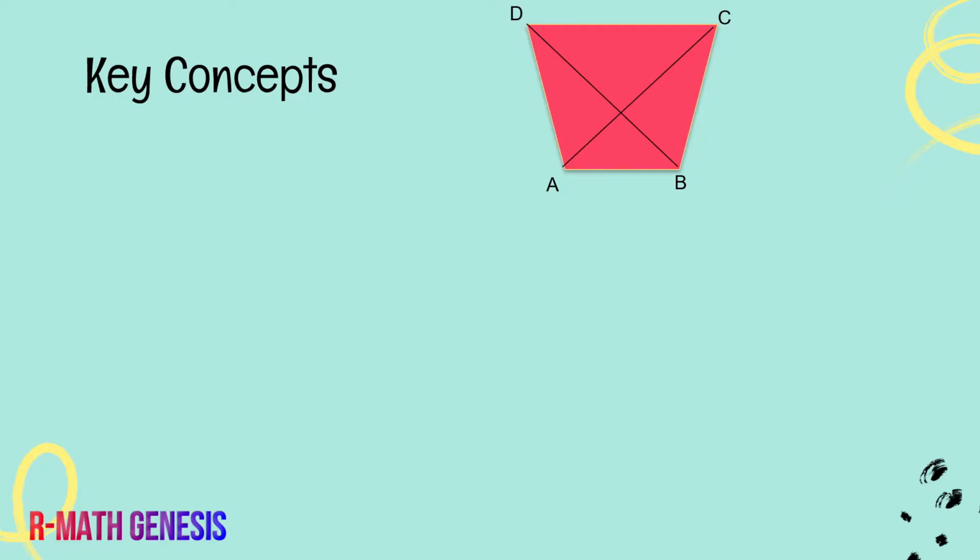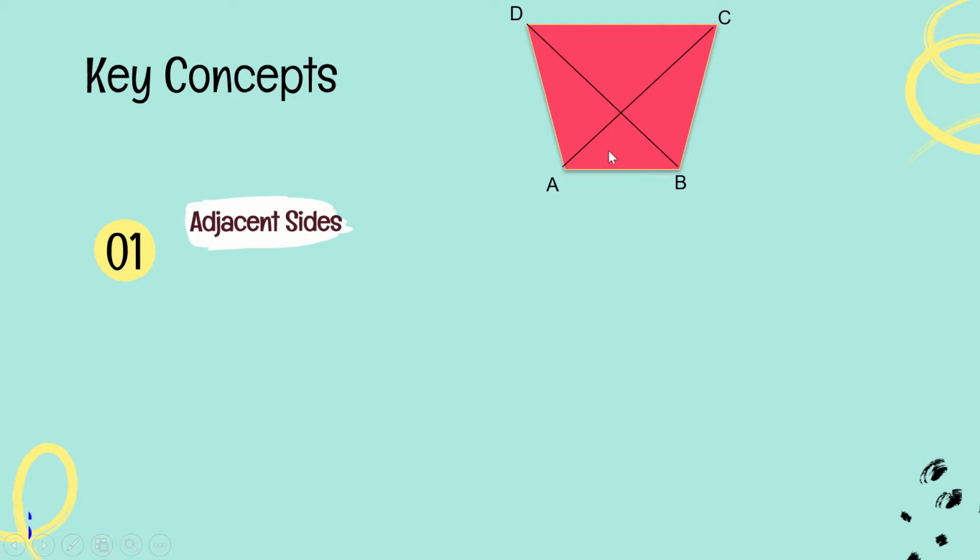We'll learn some key concepts. First, adjacent sides. What are adjacent sides? Now look at this quadrilateral ABCD. If you see the sides AB and BC, they meet at a vertex B, right? They're having a common vertex B. If two sides of a quadrilateral have a common end point, then they're called adjacent sides.